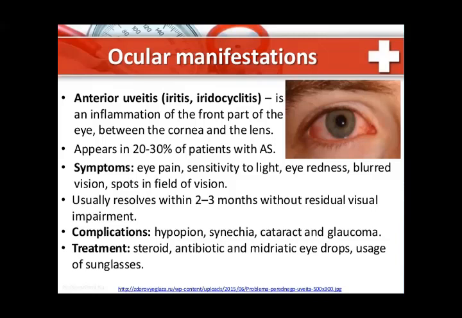The treatment is, if you have a patient with ankylosing spondylitis with anterior uveitis, you put them on steroid, antibiotics, and mydriatic eye drops as a part of glaucoma prevention. Avoid the sunlight; you can use sunglasses. So this is the local treatment of the patient who has anterior uveitis in combination with ankylosing spondylitis.